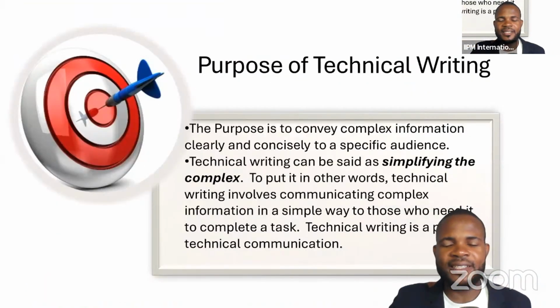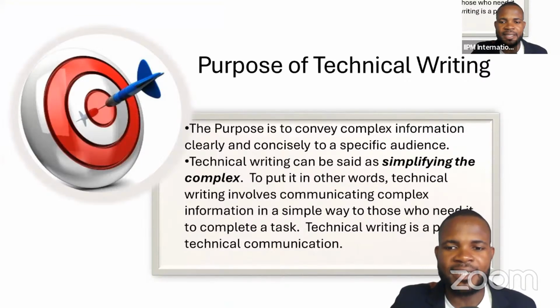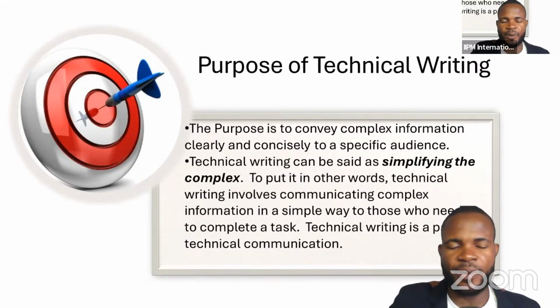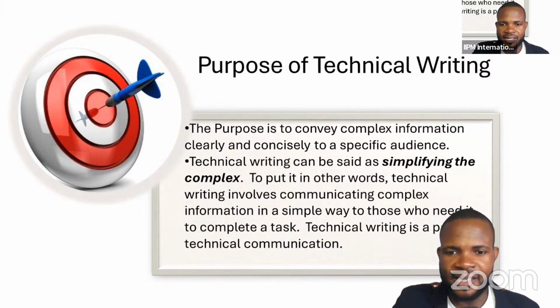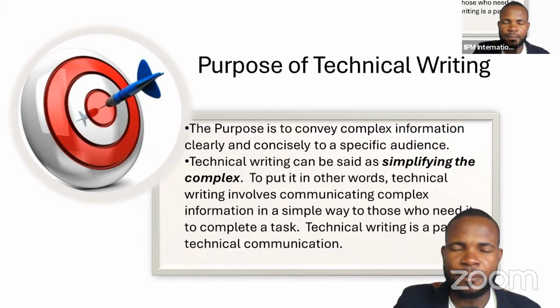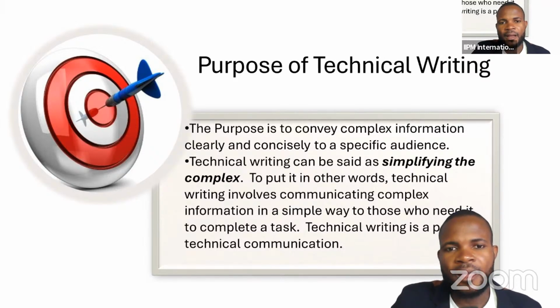All right, now what is the purpose of technical writing? Why do we need to indulge in technical writing? The purpose is to convey complex information clearly and concisely to a specific audience in the way they will be able to understand it. Like I said the other time, it is about simplifying the complex. Technical writing is simply simplifying complex communication, complex terms within a write-up so that the people it is intended for will be able to understand it and use it effectively.